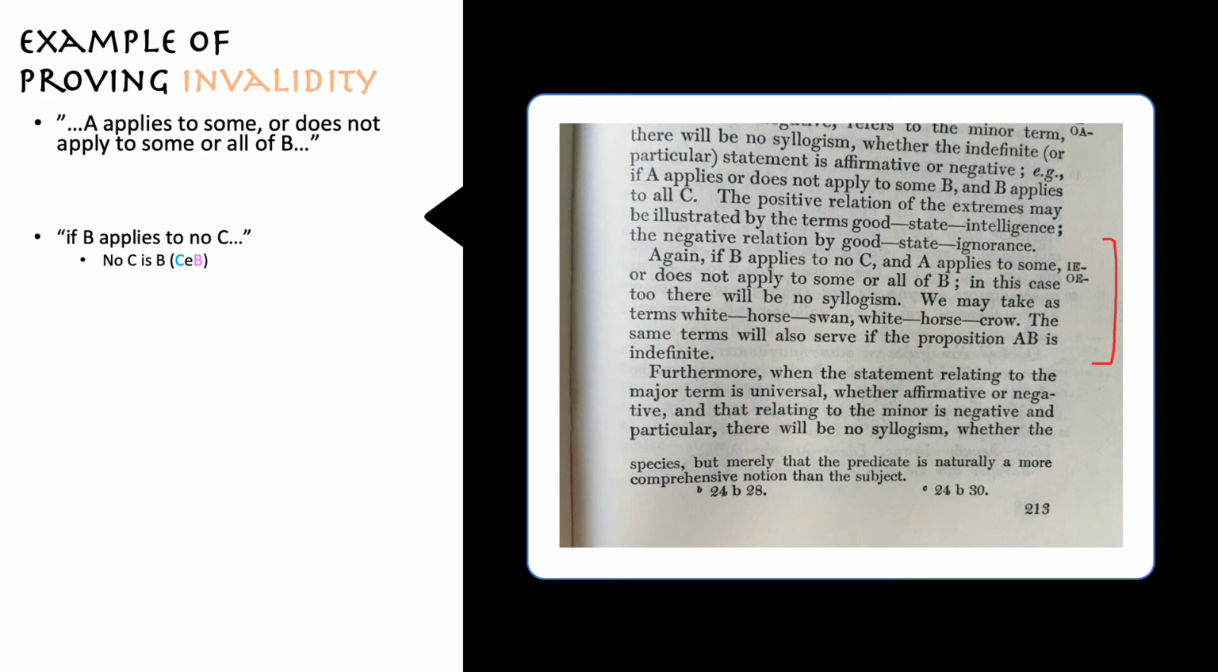Now let's look at the part of the quotation where Aristotle says A applies to some or does not apply to some or all of B. What does Aristotle mean here? Well, here he's really talking about multiple propositions. We can tell because he uses the word or, implying he's including multiple kinds of propositions in one sentence or one phrase. The first is some B is A. This is what Aristotle means when he says A applies to some B. The second proposition is some B is not A. This is what Aristotle means when he says A does not apply to some or all of B. Let's ignore the second proposition and just focus on the first one.